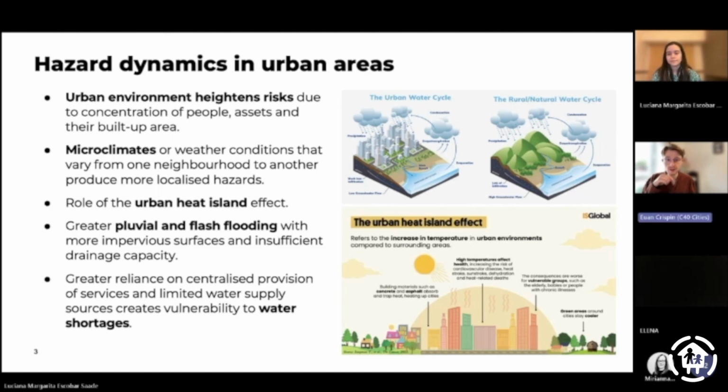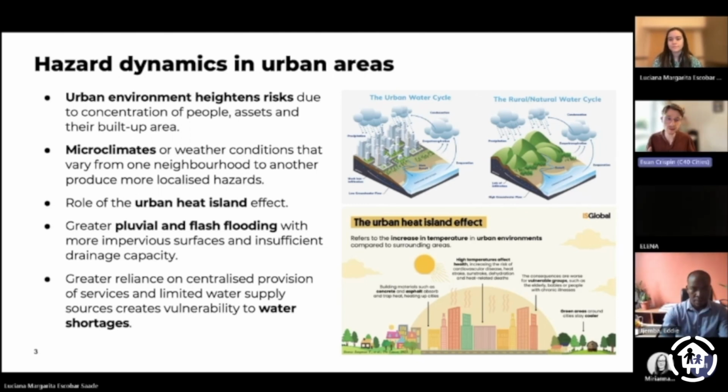You can see in the illustration here the urban water cycle versus the rural or natural water cycle, where there's a lot less infiltration and less groundwater flow, which really affects the speed at which flooding can happen and take hold.